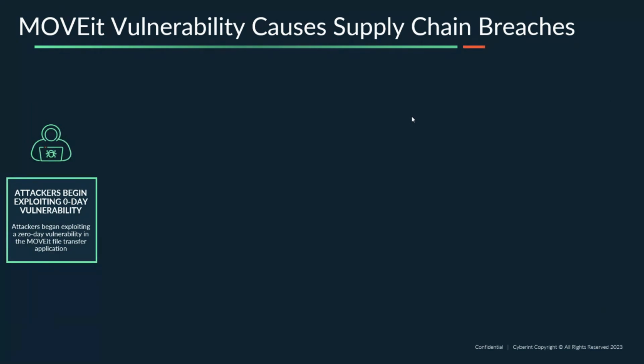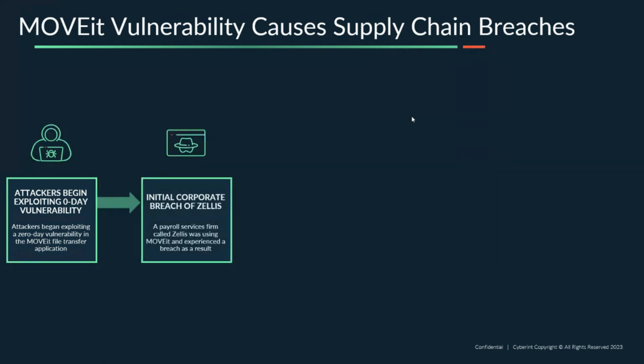So the Clop group, again, a Russian ransomware group, discovered a SQL injection vulnerability with MOVEit. MOVEit has a web interface, but it's deployed on-prem for companies. And they exploited this to launch ransomware attacks against many companies using the MOVEit application. However, one of those companies happened to be Zellis, which is a payroll services company that apparently manages payroll and HR for various different companies. So Zellis was breached through a vulnerability in MOVEit.